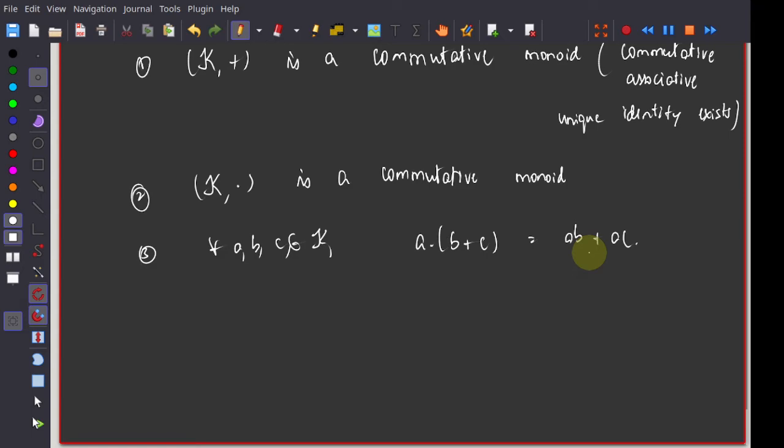So obviously, every field is a commutative semiring. Every commutative ring is also a commutative semiring. So, for example, the set of all polynomials, real numbers, rational numbers, integers, all of these form commutative semirings. Right, so let's see some more interesting examples.